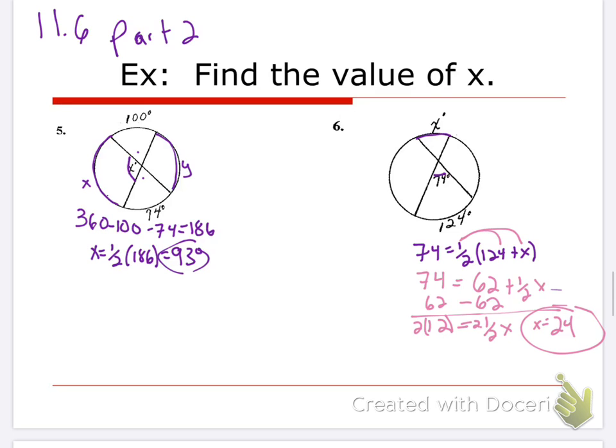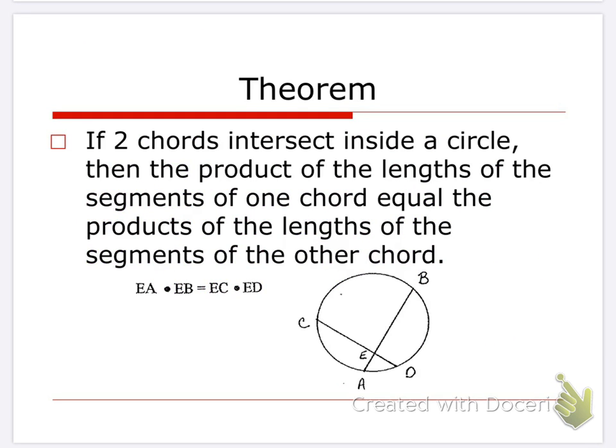Ta-da! Okay, now we're going on to another theorem. If two chords intersect on the inside of a circle, then the product of the lengths of the segments of one chord is equal to the product of the lengths of the segments of the other chord. So you see here that EA, we'll call this x, times EB, call that y, is equal to EC, call this z, times ED, we'll call that a. If you multiply those together, they're going to be equal.